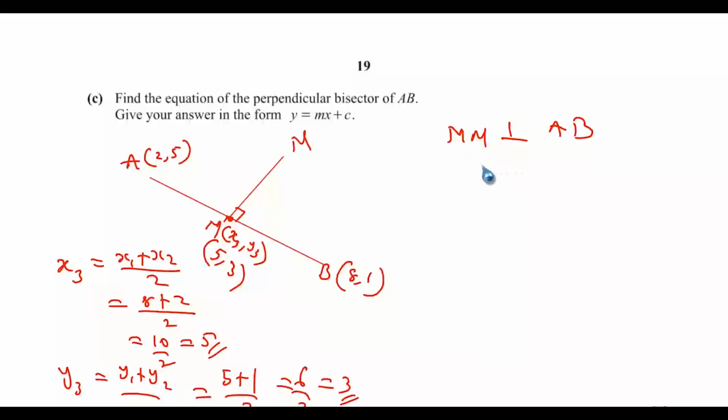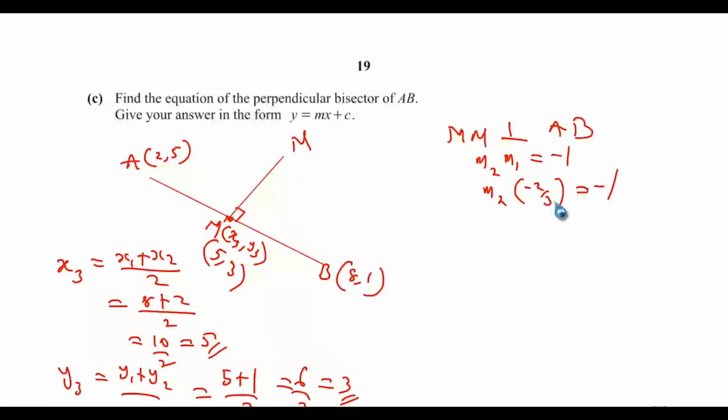So that means their gradients will be inverse to one another. So the gradient of MN will be m2, and the gradient of AB will be m1, and the product will be -1. So m2 times the gradient m1. I think we've already calculated that. We got minus 2 over 3. So m2 times minus 2 over 3 equals minus 1.